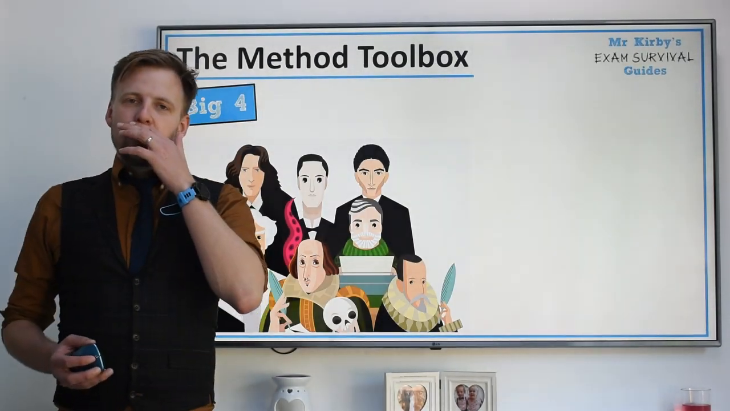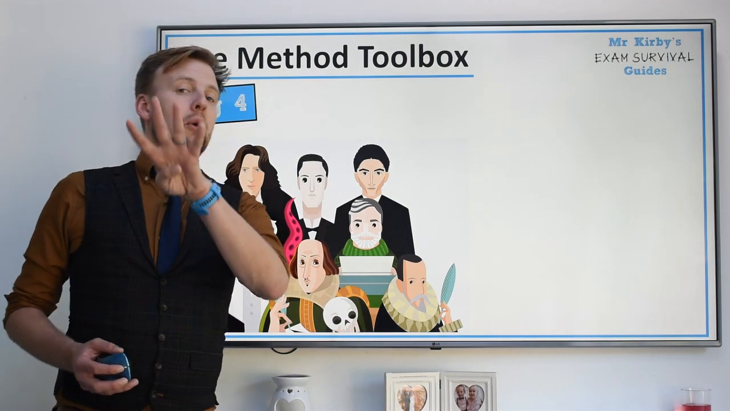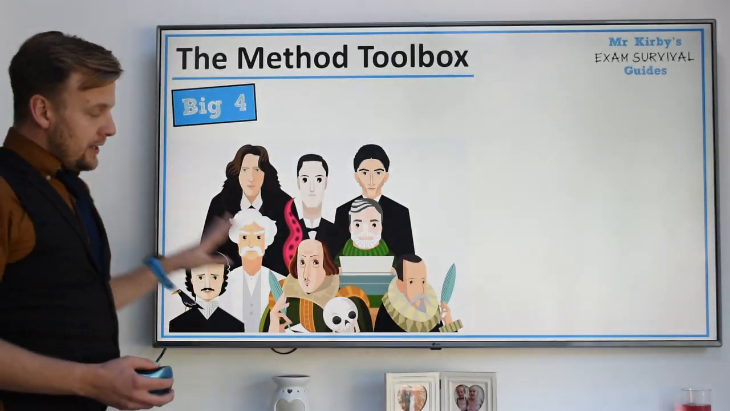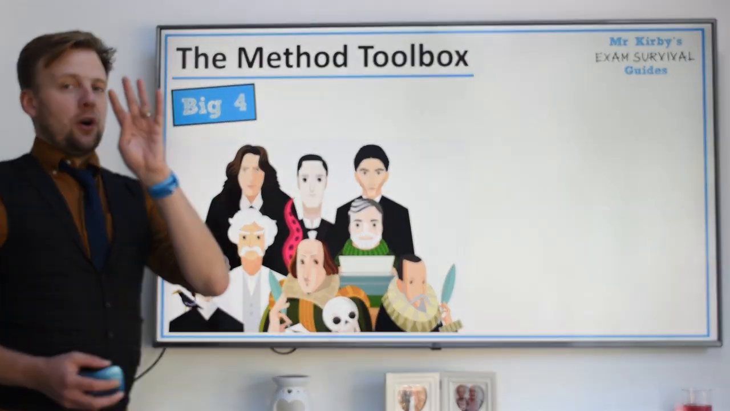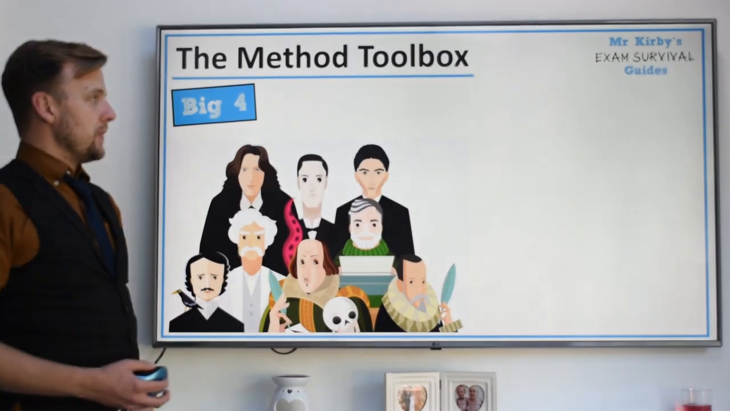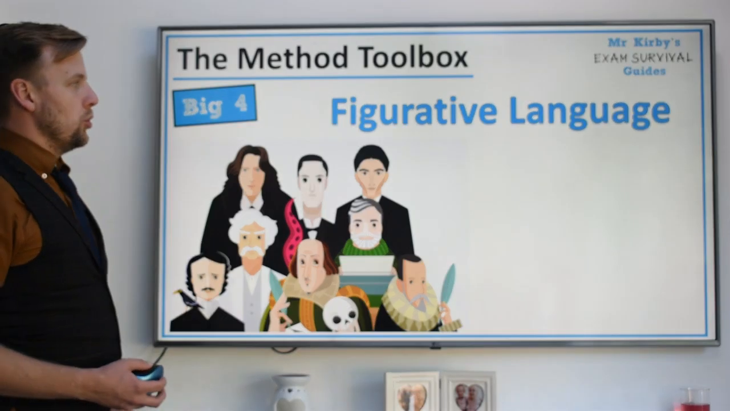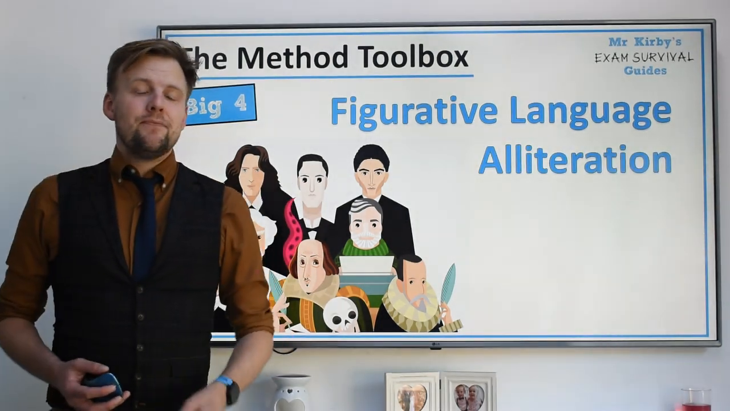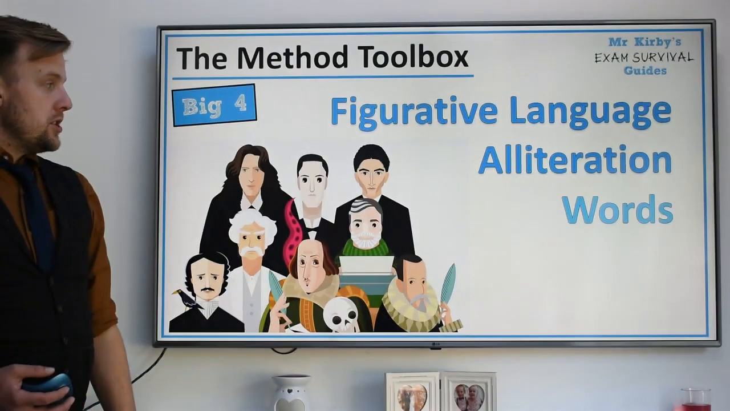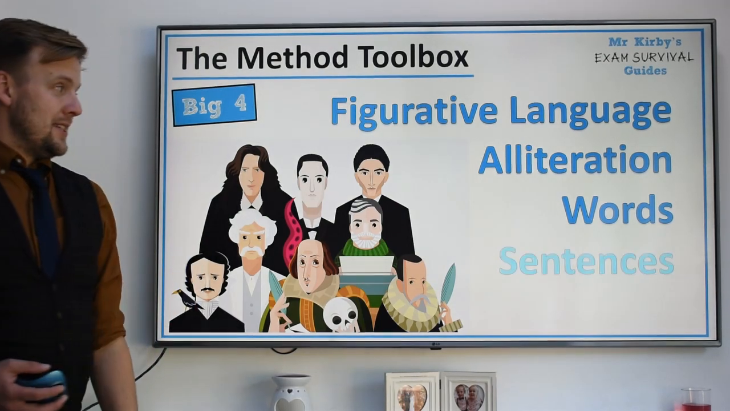Now, in our method toolbox, as I said a moment ago, we have got 4 groups, okay? These writers have got 4 weapons in their armoury. Weapon number 1 is figurative language. We'll talk about that shortly. The second one is alliteration. The third is words. And then finally, we've got sentences.